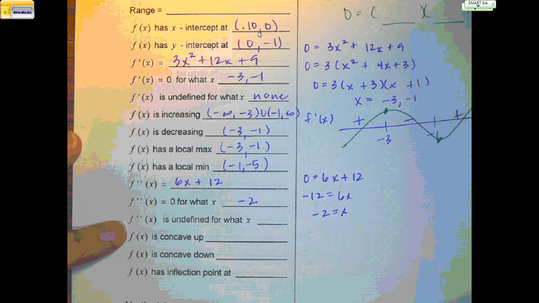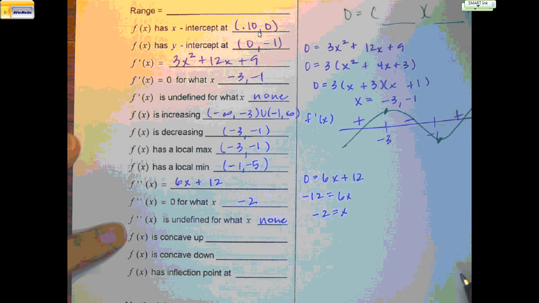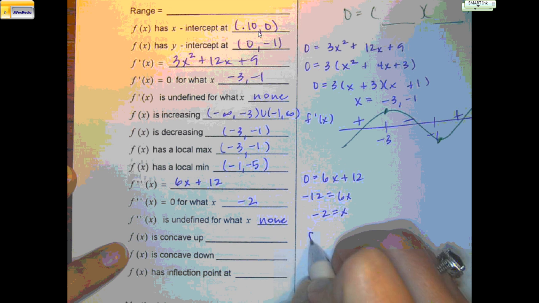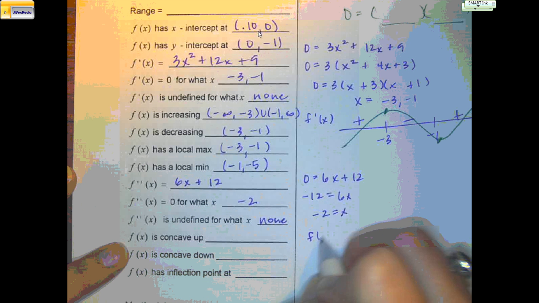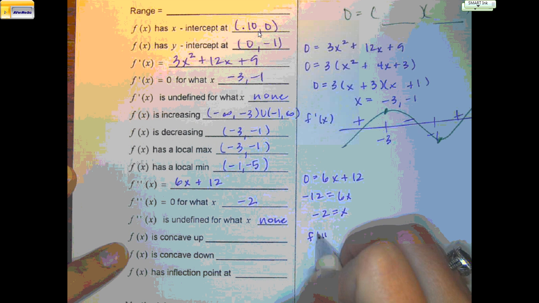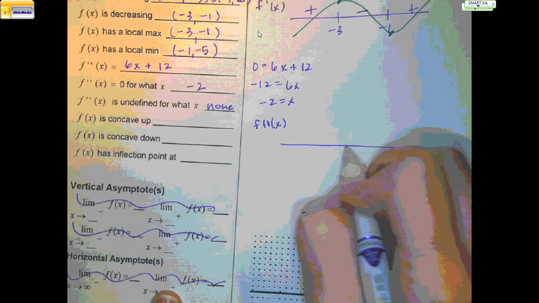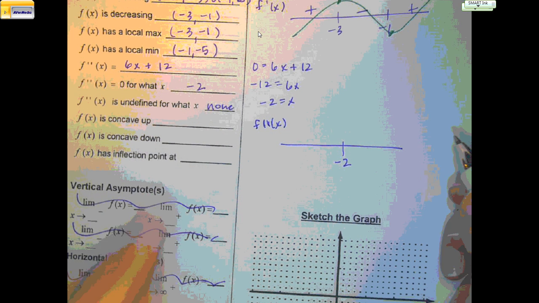And it wants to know concave up and concave down. Whoops, I don't know what just happened. That should say second derivative. What numbers go on my number line? -2. Anything else? Nope, just the -2. So you're only concerned with where it's 0 and where it's undefined. Those are the only things that need to go on the number line.